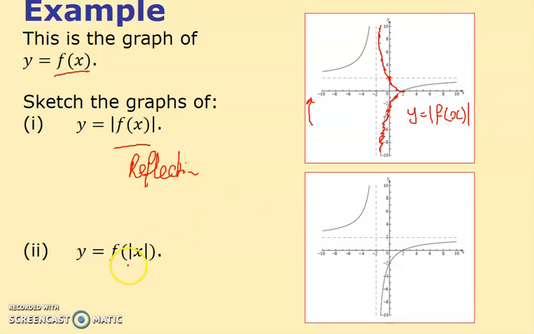Notice what happens if I put the mod around the x but not the f. Basically, as I said to you, this is still a reflection, but whereas this last one was a reflection upwards, this is a reflection left. Anything on the right goes to the left. There it is, because this bit was on the right, so it reflects over to the left. But everything else on the left disappears. And that's what I want you to know.